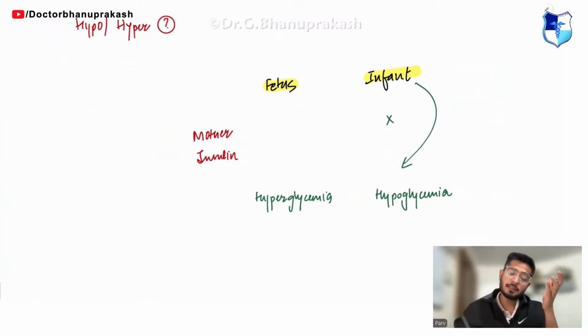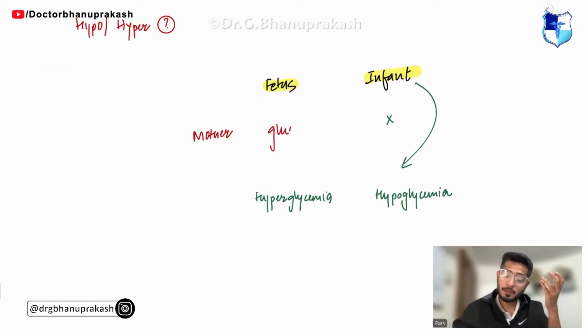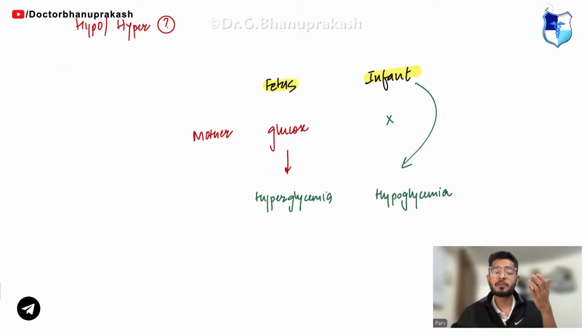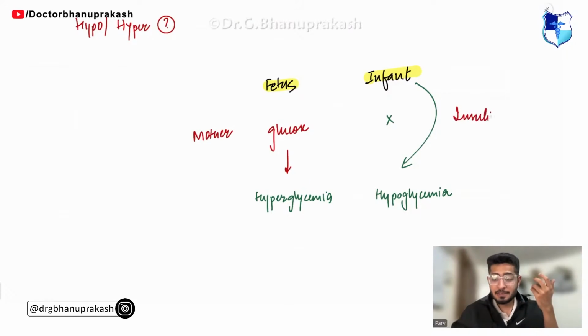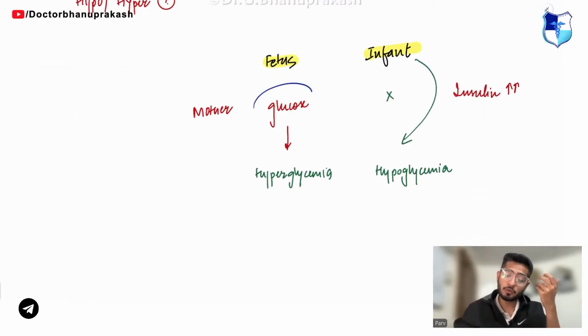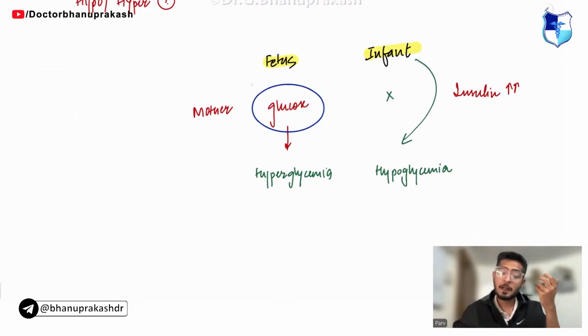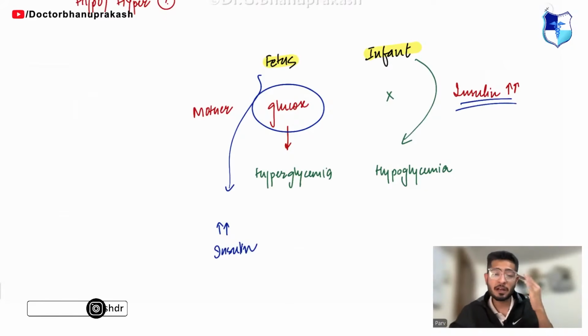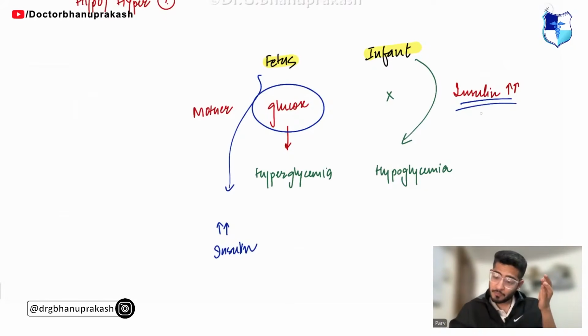See, what happens in the fetus is that the mother is going to supply the glucose, so the baby is going to have hyperglycemia. But in infants, the mother is not going to give the glucose, plus the insulin levels in this baby are high. Why? Because during fetal life, a lot of glucose was entering the fetus, so the fetus was in the habit of increasing the amount of insulin. That's why in the infant there is a lot of insulin but no glucose, since there is a cut off from the mother.